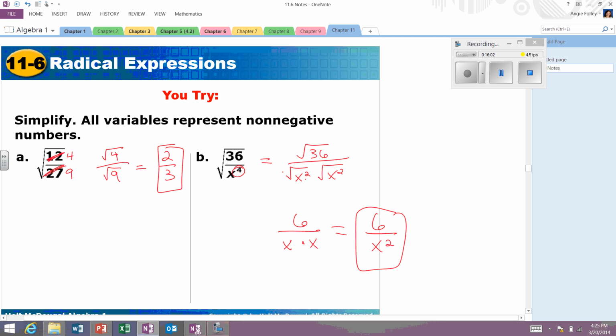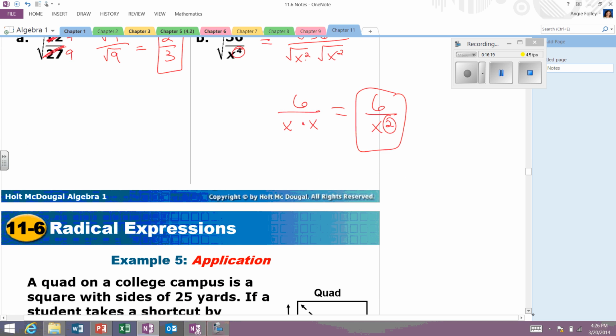If you didn't want to separate it like this and you just want to think how many groups of 2 can I evenly take out of x to the fourth, meaning I can take two groups out of x to the fourth, that's how I had 2 left here. And I can help you guys on that concept. I know that one's a little tricky.